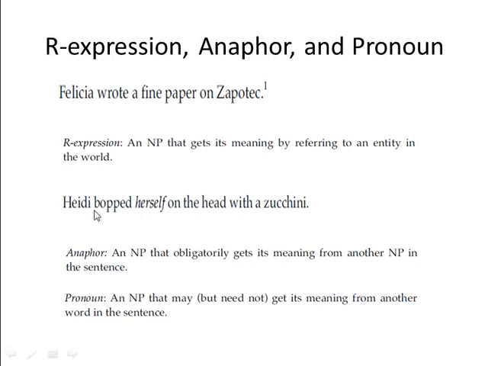What is a pronoun? Say for example, misalnya kalimat ini kita ganti: he bobbed herself on the head with a zucchini. Heidi kita ganti menjadi he. So we call he a pronoun. Why? Because a pronoun is a noun phrase that may but need not get its meaning from another word in the sentence. Jadi ketika kita ganti Heidi menjadi he atau she, for example, she bobbed herself on the head with a zucchini, she di sini tidak merujuk pada noun phrase manapun dalam kalimat. It's okay because pronoun itu tidak harus merujuk pada kata yang lain dalam satu kalimat. So that's the difference between pronoun, anaphor, and R-expression.